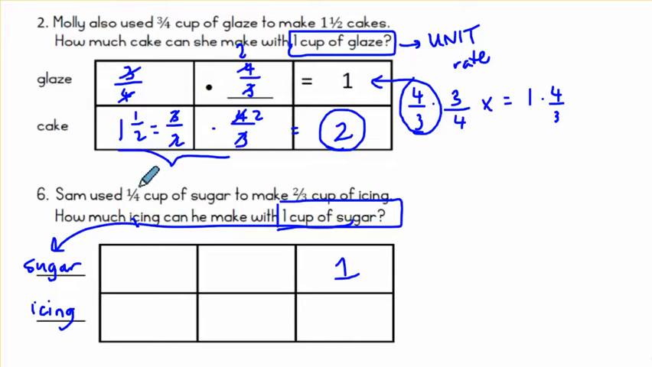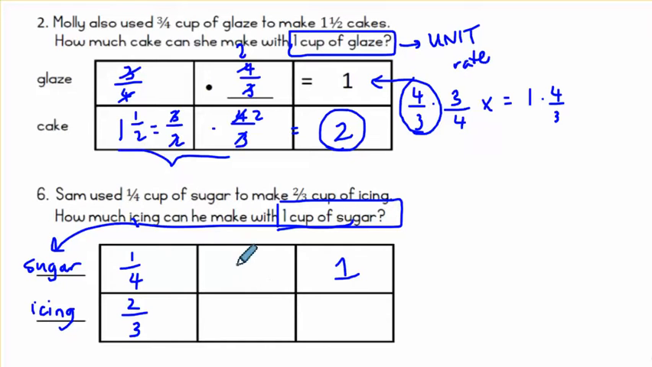Let's see. He used 1/4 of a cup of sugar, and that made 2/3 of a cup of icing. I obviously was in a very sweet tooth mood when I was making this worksheet. Glaze and cakes and sugar and icing.